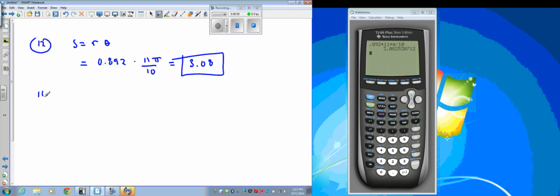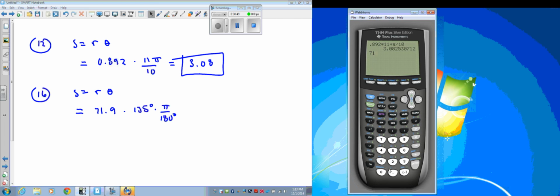Now if you do 16, r is 1.9. Then you'd have to do 135 degrees, and you've got to change that to radians. So you'd go pi is to 180, because the formula is good only in radians. So then you'd have to put that in like that. So remember to do that.